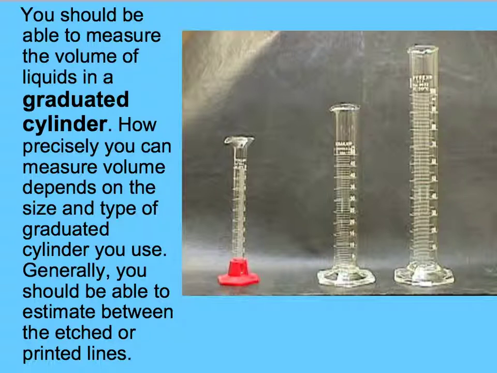When you're measuring volume with a graduated cylinder, you should be able to measure the volume of liquids pretty precisely. The precision does depend on the size of graduated cylinder you use, but most of them are marked in 5 milliliter increments, and you should be able to look at the graduated cylinder and see where it is to the closest line, and then estimate between the lines too. And I'll show you an example of that.